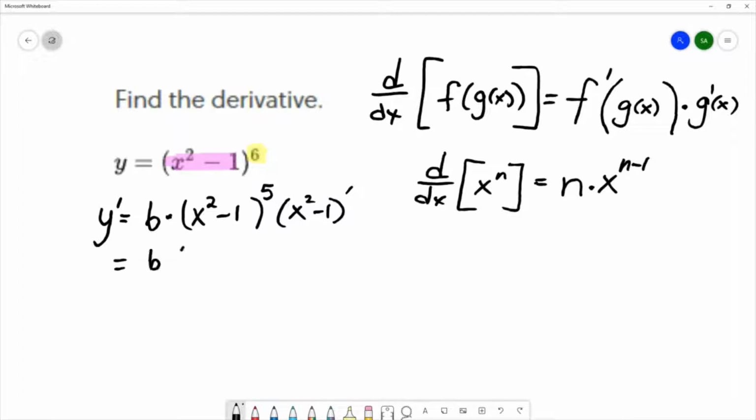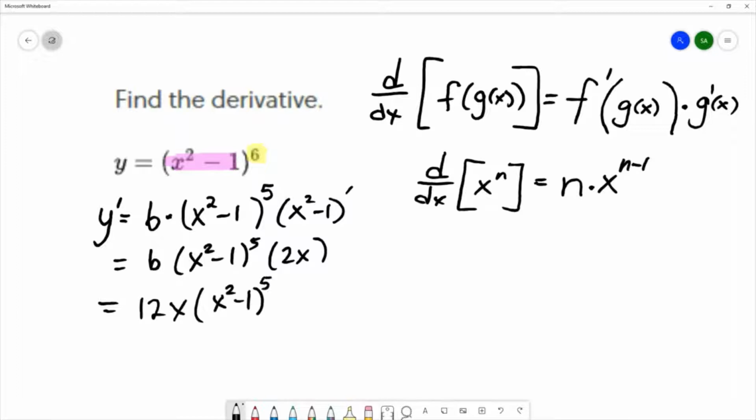Then we're going to evaluate this at the inside function and then multiply by the derivative of the inside function. This gives me 6 times (x squared minus 1) to the 5th. The derivative of x squared is 2x, and the derivative of 1 is 0. And then we can simplify this to be 12x times (x squared minus 1) to the 5th. And this is our derivative.